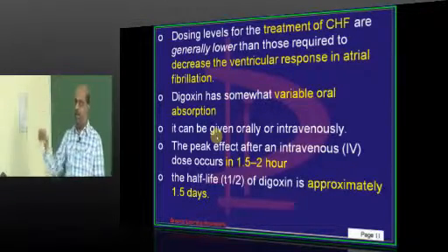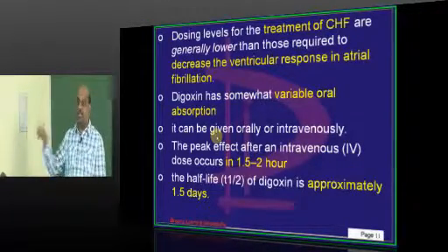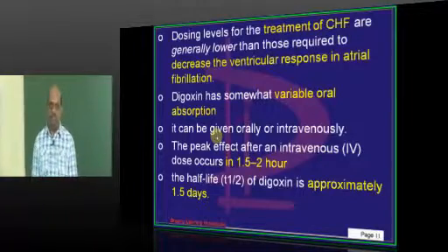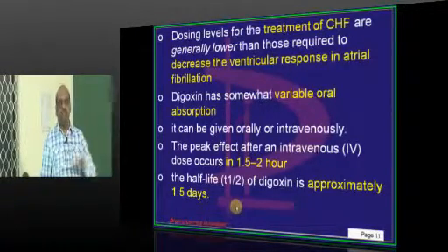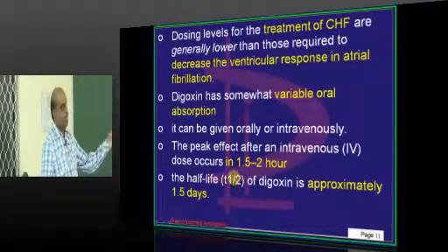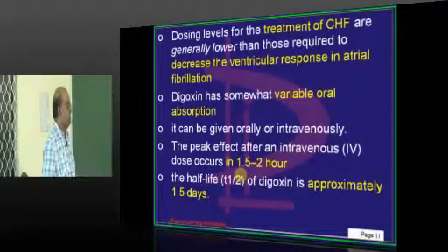Generally, how will you write Digoxin? 5/7. Not all 7 days. 5/7. Okay. Then the peak effect after you give an IV dose will be in 1.5 to 2 hours.